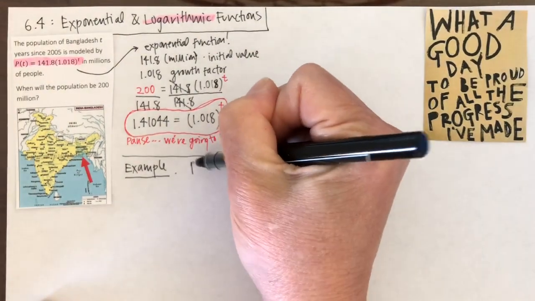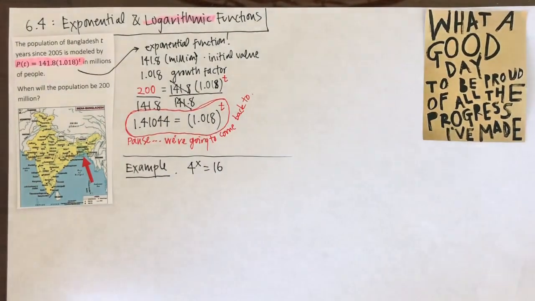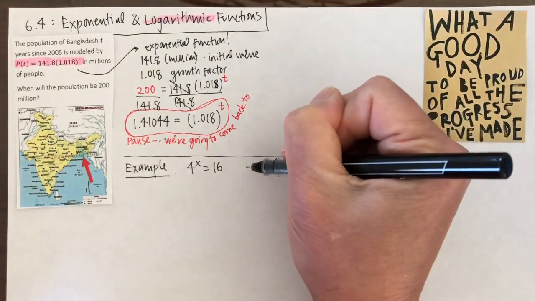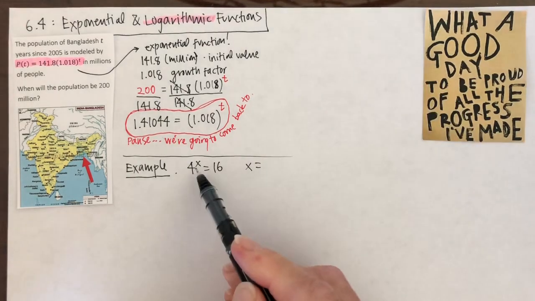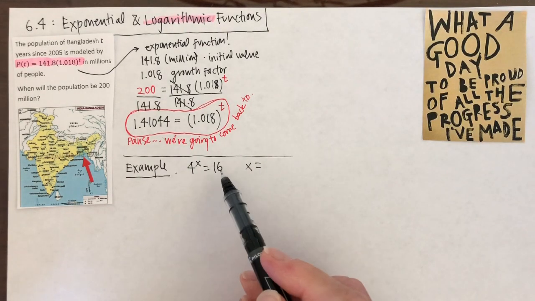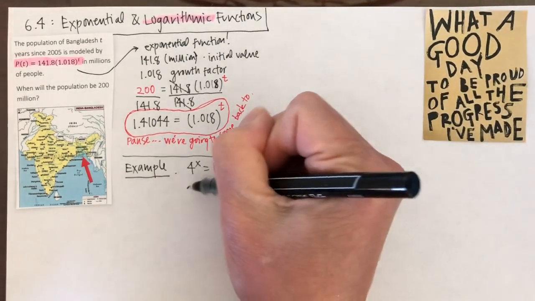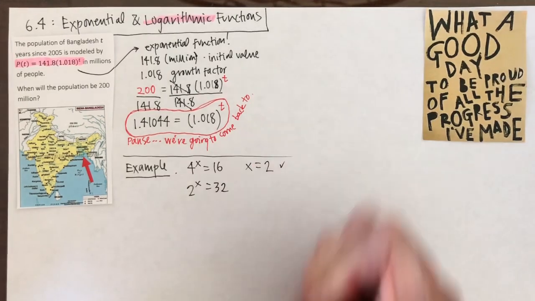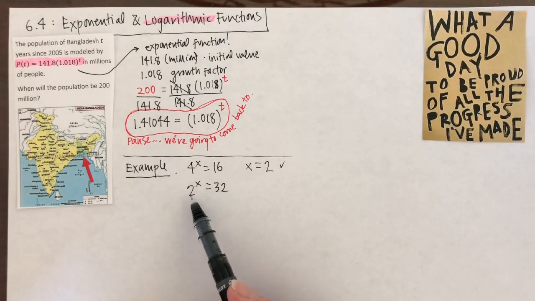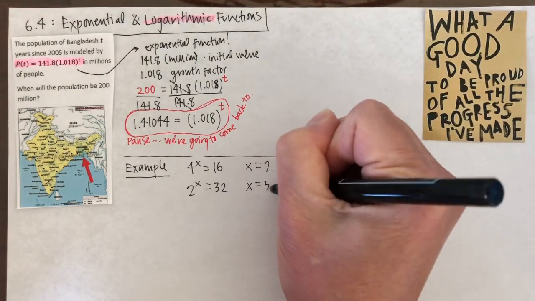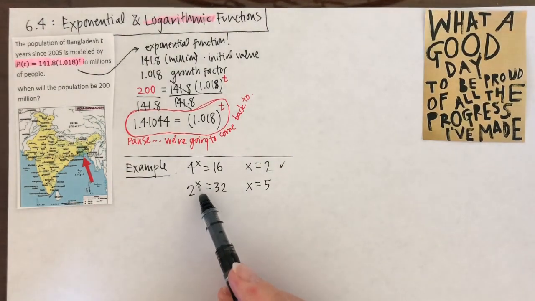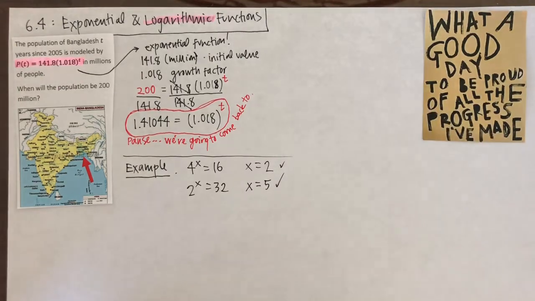If I tell you that 4 to the x equals 16, and I ask you what x is, x equals the exponent on 4 that would create a 16, that's 2. Okay, if I tell you that 2 to the x is 32, let's see, the power on 2 that would create a 32: 2 squared, 2 cubed, 2 to the 4th, 2 to the 5th equals 32. So I've solved that. x equals 5.